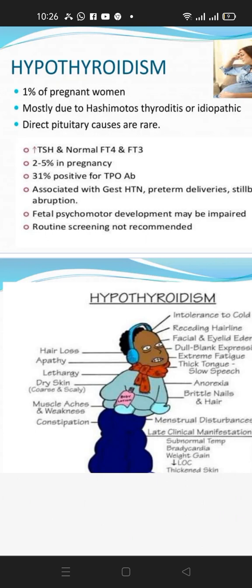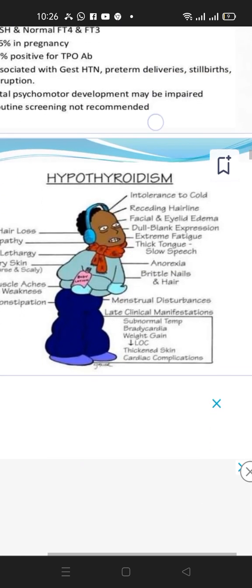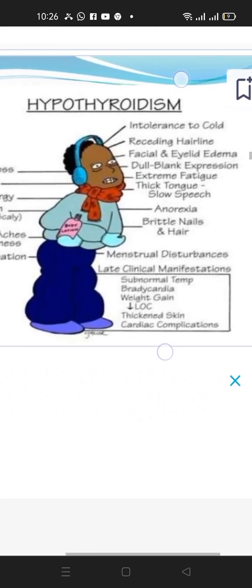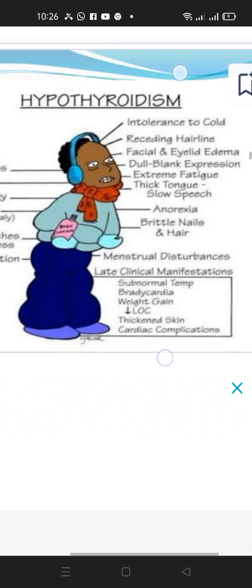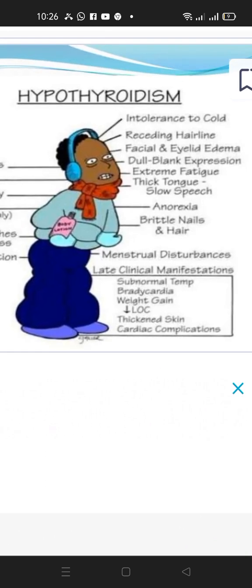So in the fetus there can be psychomotor and cognitive defects. In the patient, the signs are that she is usually intolerant to the cold, with loss of the outer one third of the eyebrows, and there can even be hair loss, and also slow slurred speech, brittle nails, and the patient will be experiencing bradycardia.